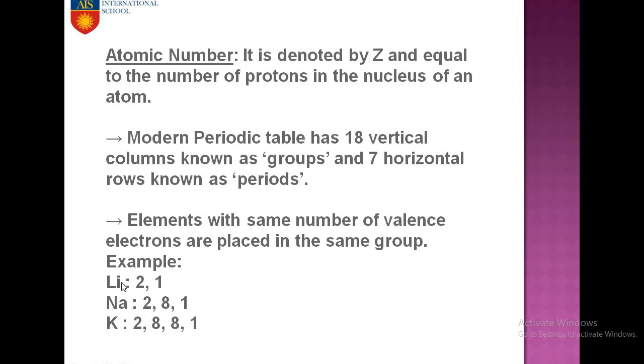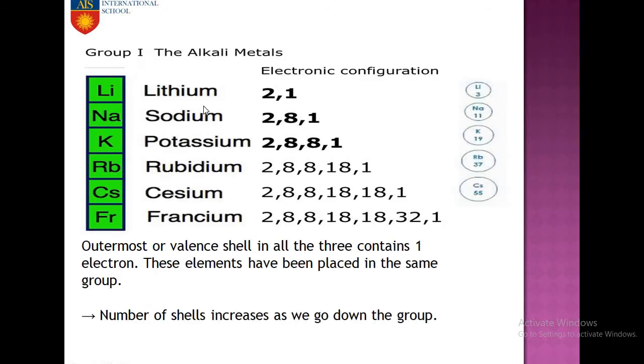So, what will be their electronic configurations? Lithium, atomic number 3, has electronic configuration 2, 1. Sodium 2, 8, 1, potassium 2, 8, 8, 1. Now, let's see the elements which are placed in the first group; we call them alkali metals. You see that lithium has atomic number 3, sodium 11, potassium 19. So, lithium 3, electronic configuration 2, 1. Sodium 11, so 2, 8, 1. Potassium 19, so 2, 8, 8, 1.